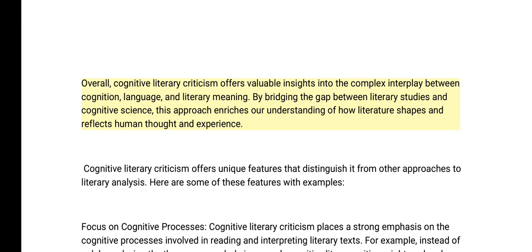Overall, cognitive literary criticism offers valuable insights into the complex interplay between cognition, language, and literary meaning. By bridging the gap between literary studies and cognitive science, this approach enriches our understanding of how literature shapes and reflects human thought and experience.